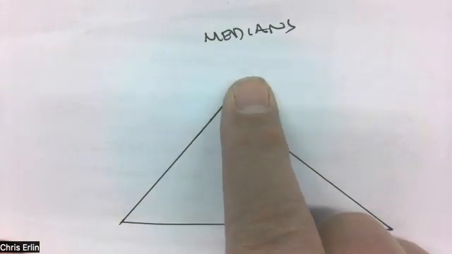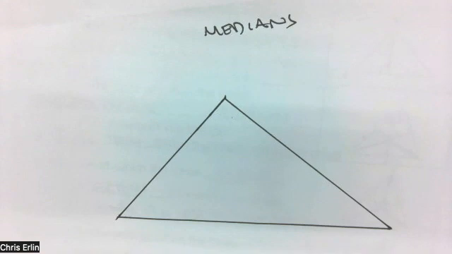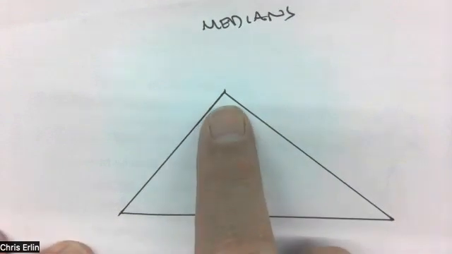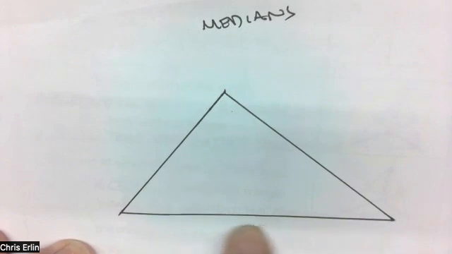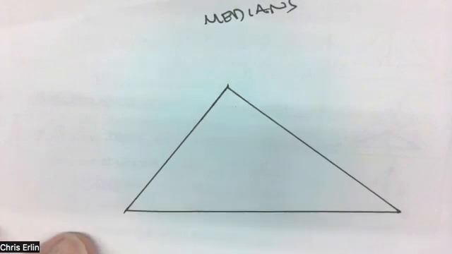What is a median? It's not a small, it's not a large. It connects a vertex to the midpoint of the opposite side. So to draw that median, I just need to know the midpoint of this side. Do we have any tools to find the midpoint of a side?